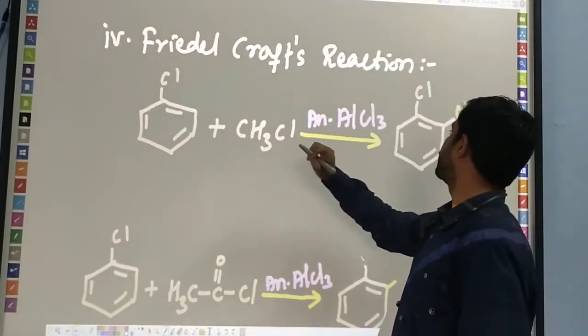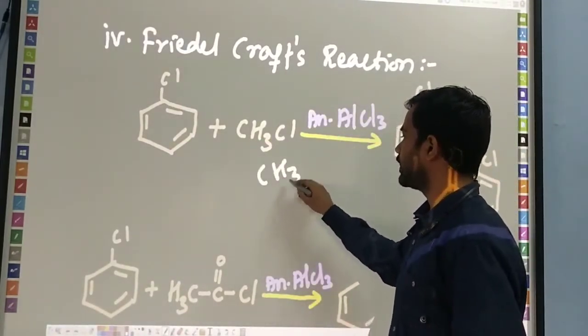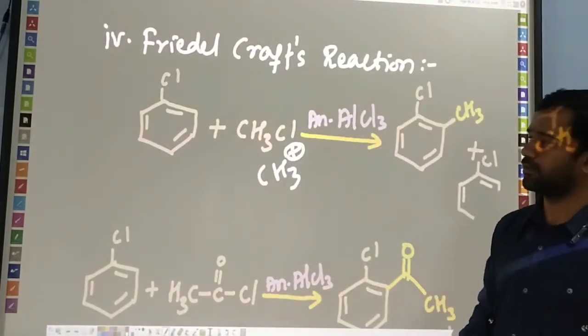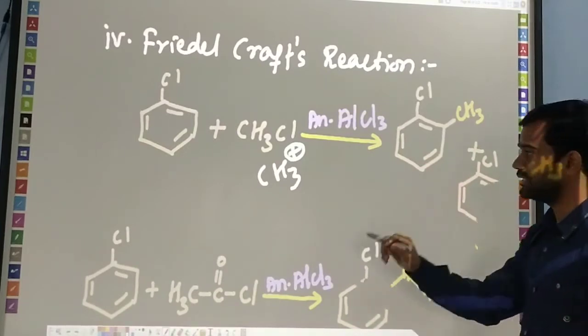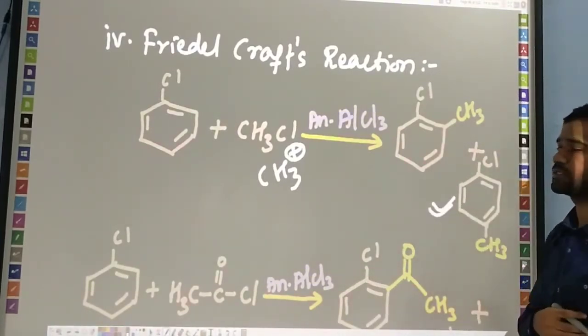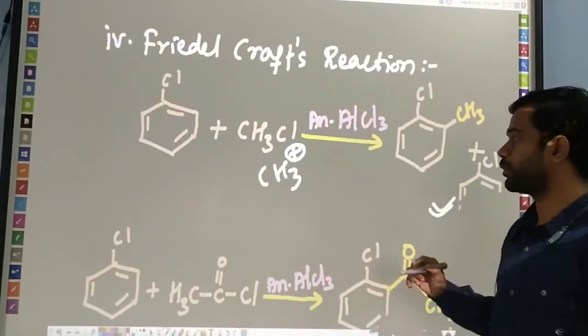Let's see which is the electrophile here. Here our electrophile is CH3 plus. CH3 plus is our electrophile, which is going to attack on the benzene ring at the para. We call it out. This one is known as our major one, and this is known as our minor product.